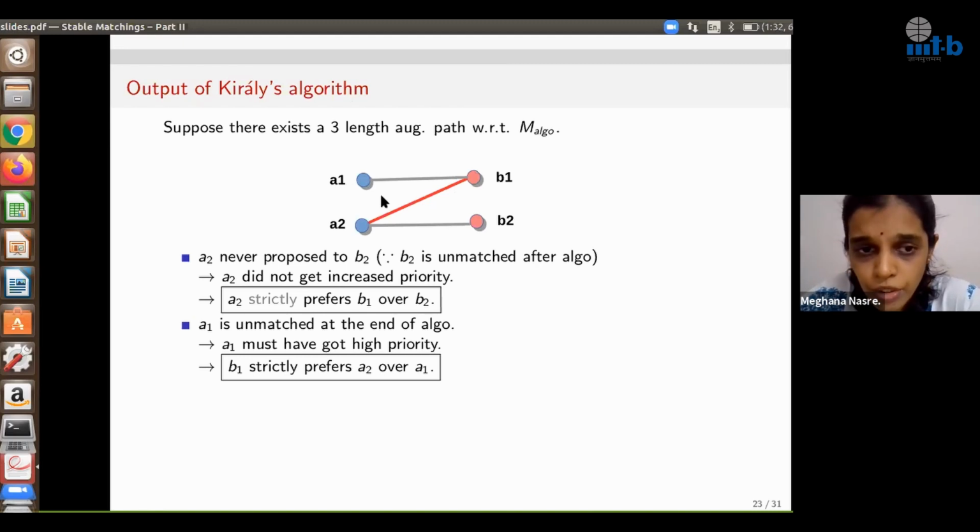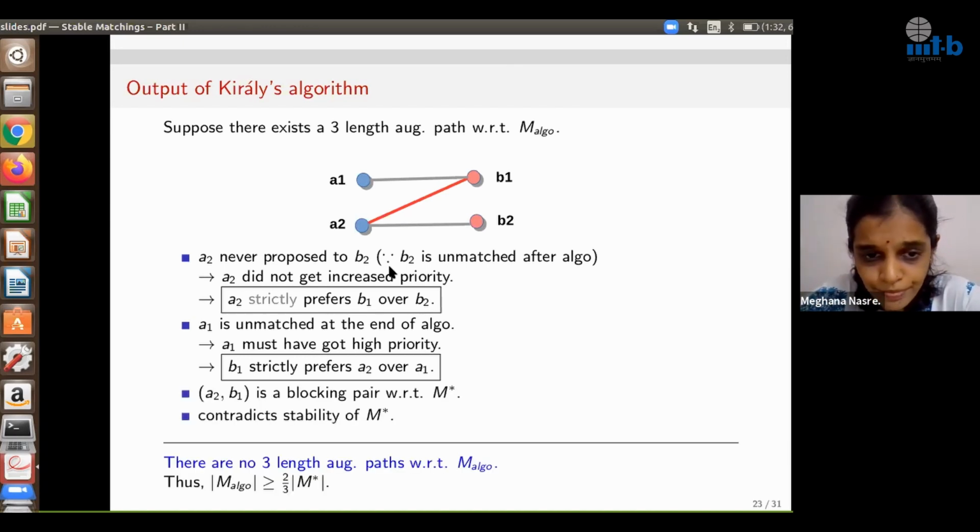and therefore we have established both the things required to show that A2B1 forms a blocking pair with respect to the gray edges, which were supposed to be a stable matching pair of edges in the original graph. So this pair is a blocking pair with respect to the supposed gray edges, which are a part of a stable matching, which contradicts that the gray edges form a stable matching in the original graph, and therefore such a 3-length augmenting path cannot exist.